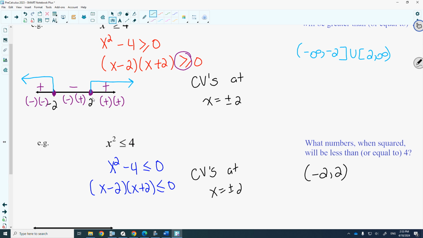And again, let's test this. Let's pick 0. Put 0 here. 0 squared is 0. Is 0 less than or equal to 4? Yes, that's true. So anything in here would be the solution.